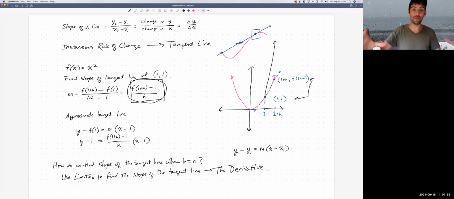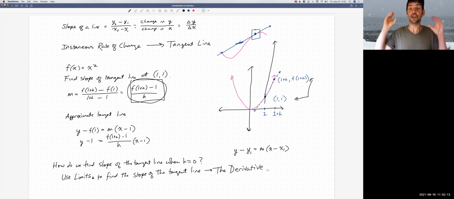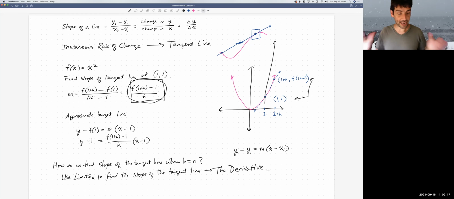So we're starting with this instantaneous rate of change problem, which is equivalent to this tangent line problem. And we're going to use something called the limits to find these numbers, right? To find the slope of the tangent line, to find the instantaneous rate of change. And we're going to call this solution the derivative. That's where we're headed. We'll do more in the next one.